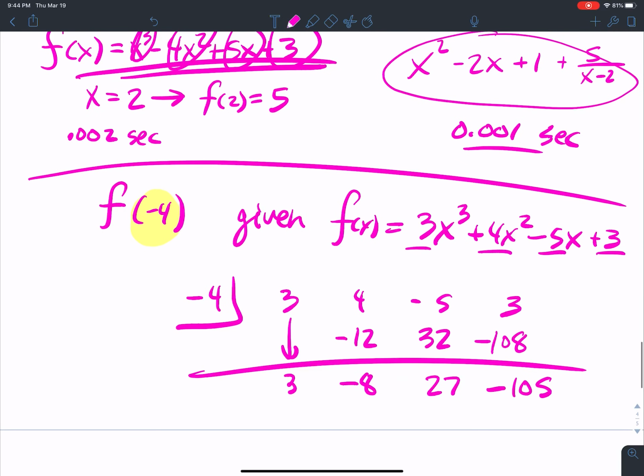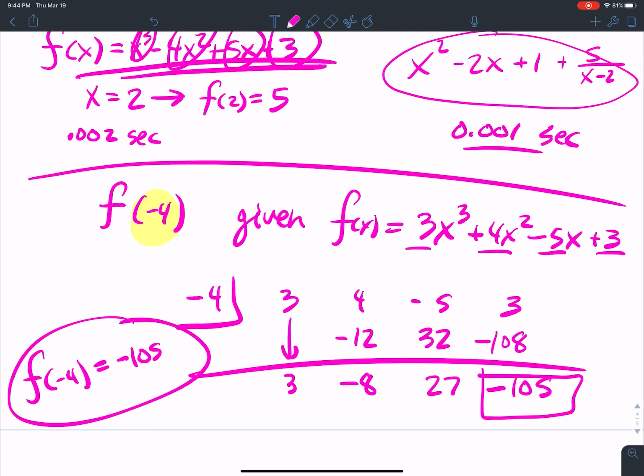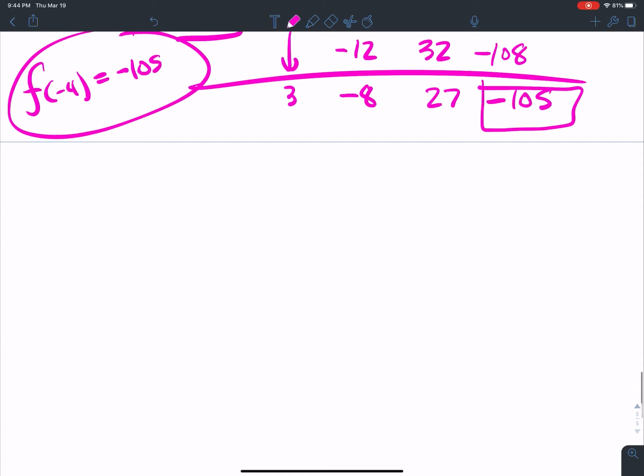So what is the answer? f of negative 4 is equal to the remainder. What's the remainder? Negative 105. And that's it. Hopefully that will help you out with the remainder theorem, and you can knock that homework question out of the park. Okay, last part for section 5.2.